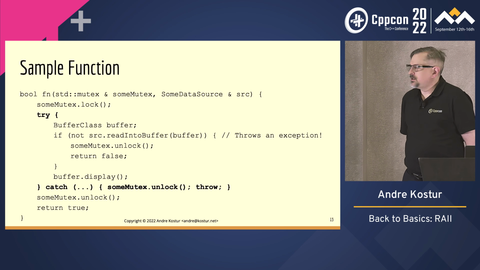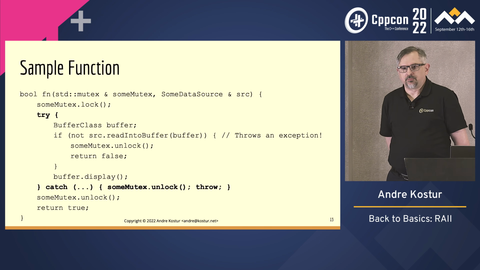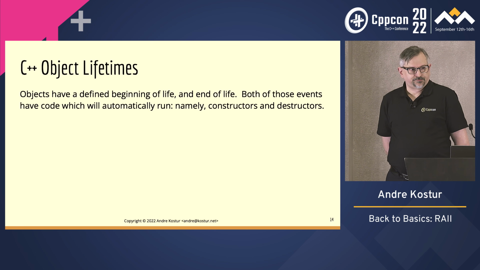Why don't we have this sort of leaking problem with the contents of a vector? Right? Vector's got dynamic memory, it allocates stuff. Why don't we ever leak memory from vector? Because it behaves with C++ object lifetimes.